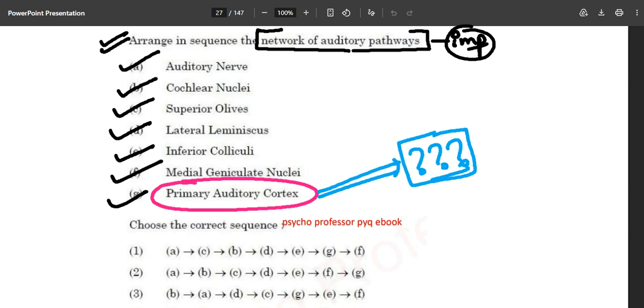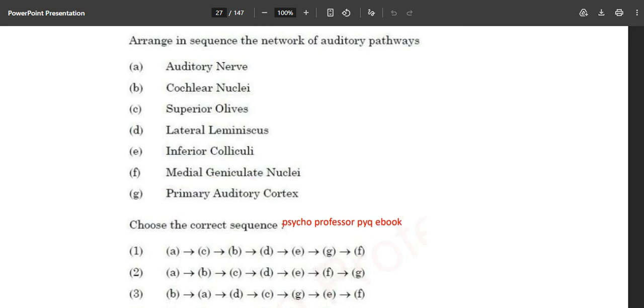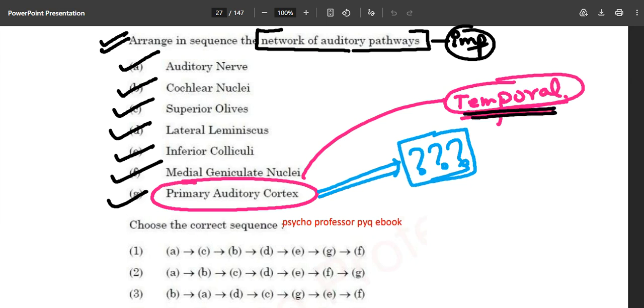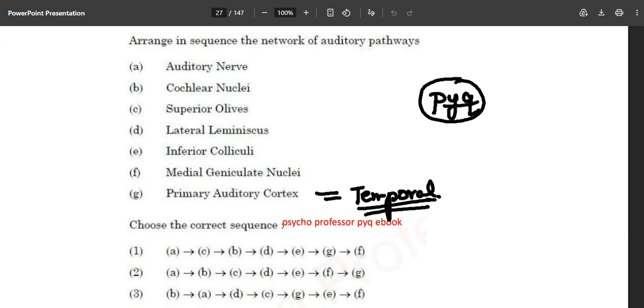Yes, you guessed it right. It is located in the temporal lobe. Okay, where is it located? It is located in the temporal lobe. And the next question which you are going to see, the next option is going to be associated with which lobe. But for now, the temporal lobe is having the primary auditory cortex, and whenever you have the PYQs or a question asking in which lobe the primary auditory cortex is located, you will always answer the temporal lobe. Okay, for your lifetime you will answer it is located in the temporal lobe.